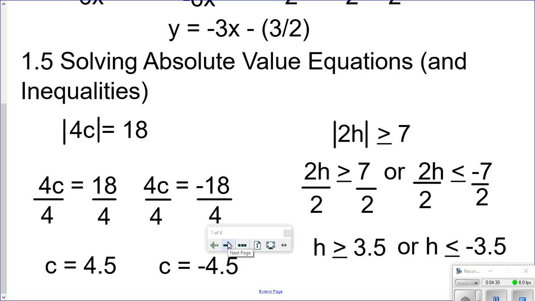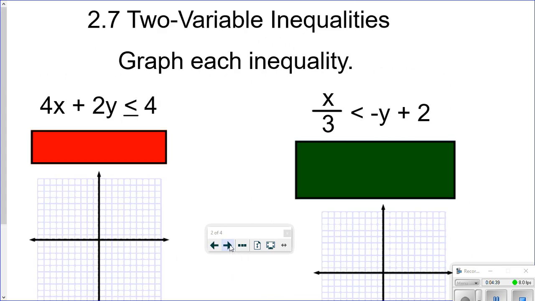So, again, if you need further review, that video is still open on Canvas, so feel free to go back to Chapter 1 and find that video and watch it. All right, 2.7, what we're learning about today, two variable inequalities.